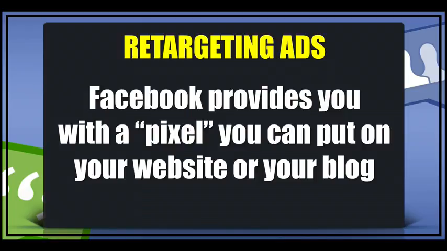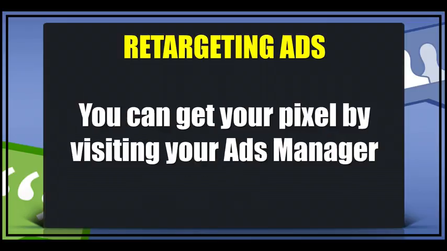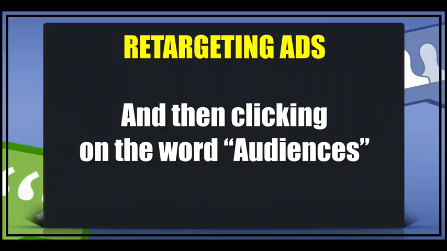So Facebook provides you with a pixel that you can put on your website or your blog, and you can get this pixel by visiting your ads manager and then clicking on the word audiences. Now I'm going to go ahead and show you some pictures that are going to walk you through this step by step.